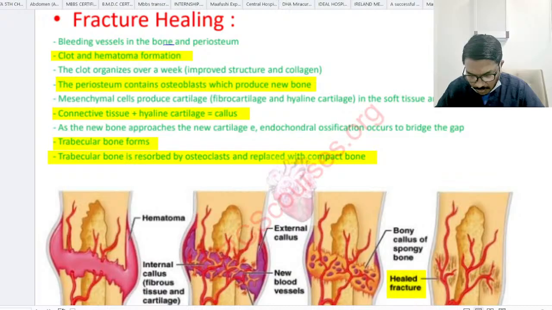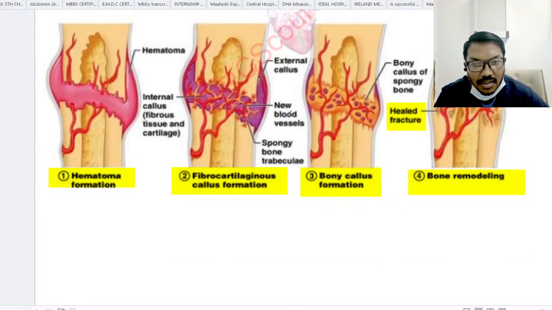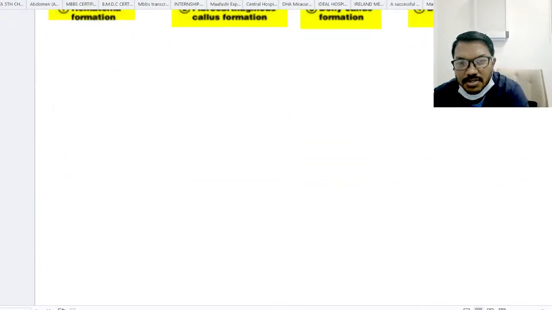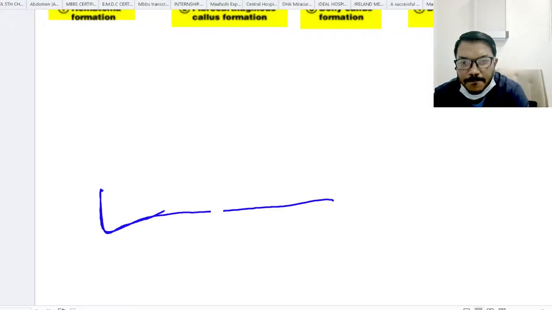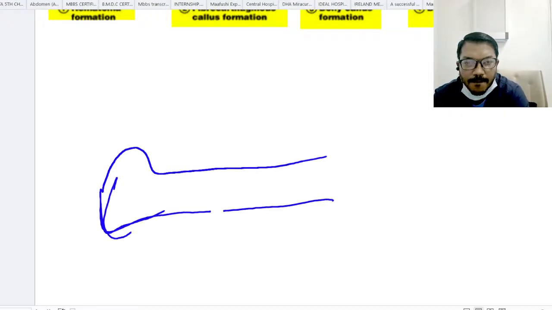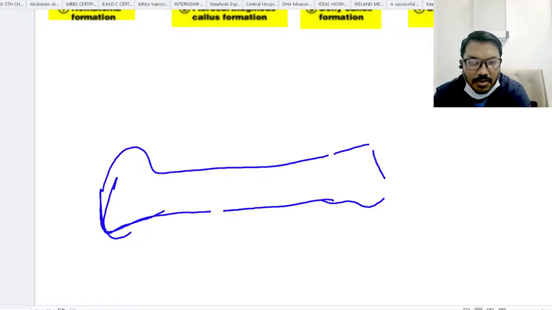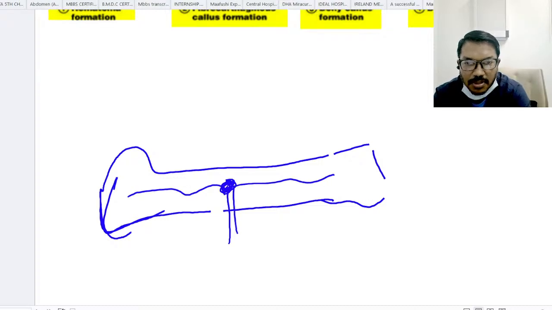Main blood supply of the bone, nutrient artery. Along with that there will be some periosteal artery and others, but the main blood supply of the bone is nutrient artery. Every long bone has a hole in the center like this. Suppose this is a long bone, there will be a central hole through which the nutrient artery enters, and they give branches on both sides. So this is the nutrient artery for any long bone.